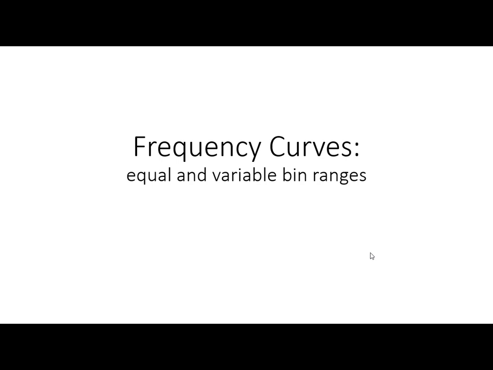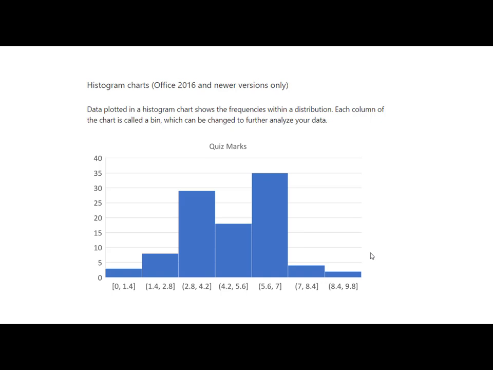Frequency curves, which is the last additional type of graph in addition to mistakes, where we need to plot a frequency curve using equal and variable bin ranges. Here the example is extracted from my courses, where these are the student marks. This is a histogram chart. The histogram takes the minimum value and the maximum value and decides on the number of bins, and this is what I get.